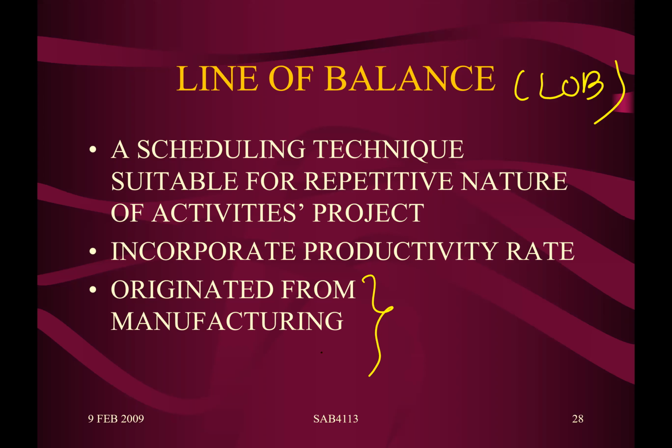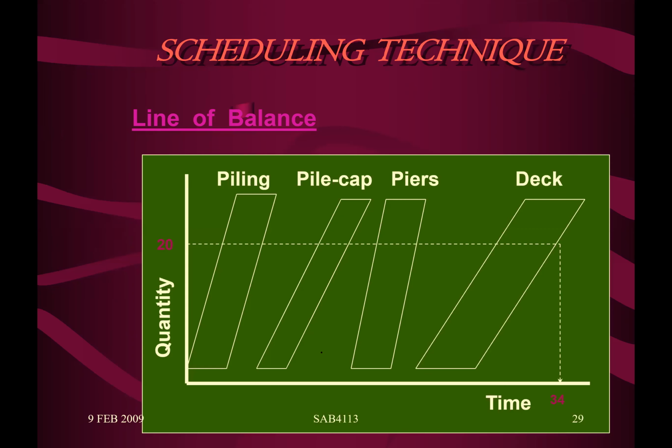But in construction, people try to bring whatever is used in the manufacturing industry in order to make it easier to look at, because the nature of construction is somehow also repetitive. For instance, in our project, we do have piling. If we construct a housing project or even whatever building, the nature of the piling is also similar, isn't it? The same, except that the location might be different. Everything is repeated after itself.